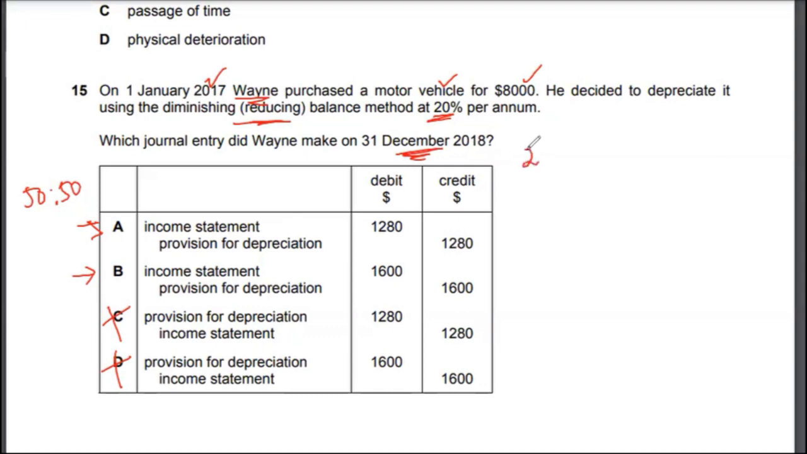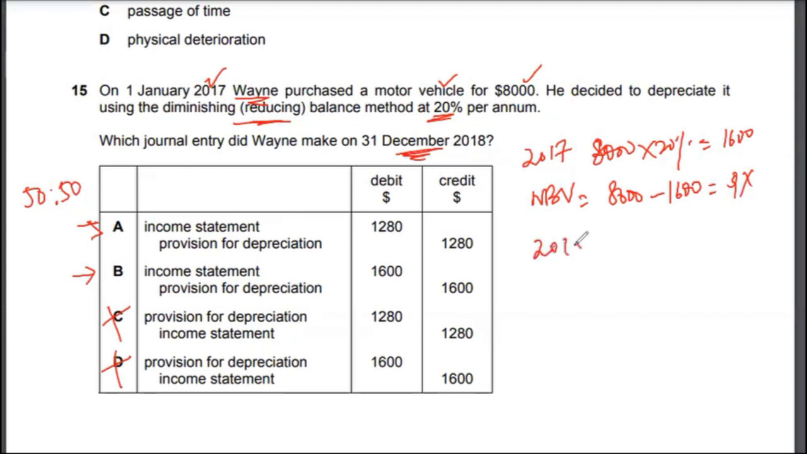So first you have to calculate the depreciation for 2017. You can do 8,000 times 20%, which will give you 1,600. And so the net book value at 2017 will be 8,000 minus 1,600. This will give you some X dollar amount. In 2018, you will use this X dollar times 20%, and this will give you Y dollar.